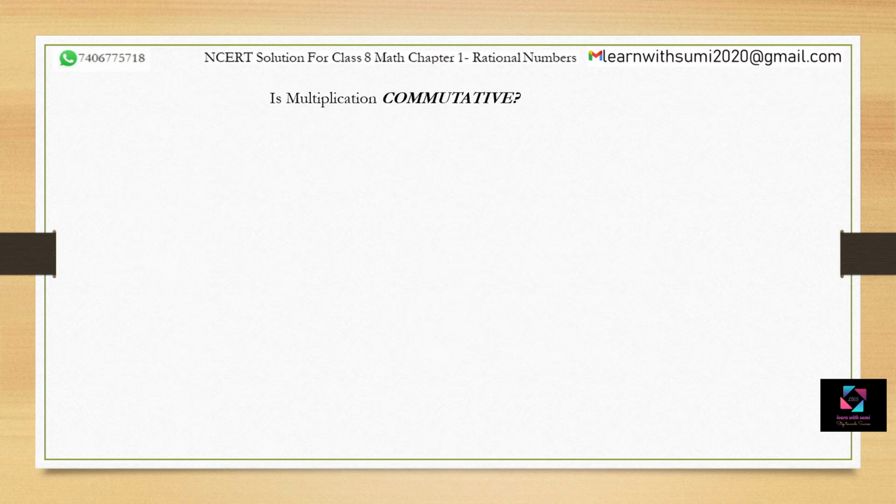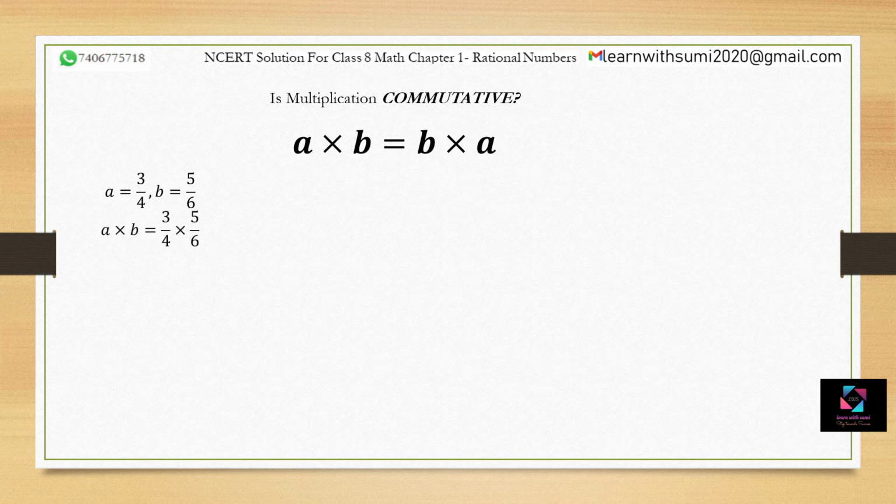Is multiplication commutative? If multiplication is commutative, then it should satisfy the condition. If it doesn't satisfy the condition of a into b is equal to b into a, then it is not a commutative property. So let's get started with a simple example in which a is equal to 3 by 4, b is equal to 5 by 6. We will multiply a into b equals 3 by 4 into 5 by 6, which is equal to 15 by 24.